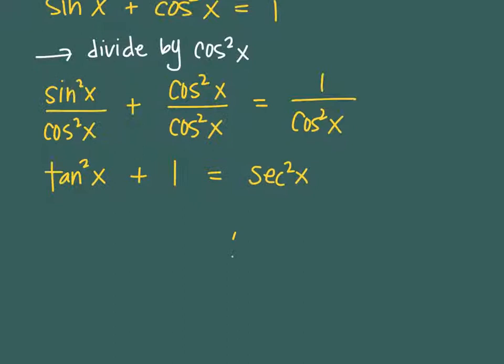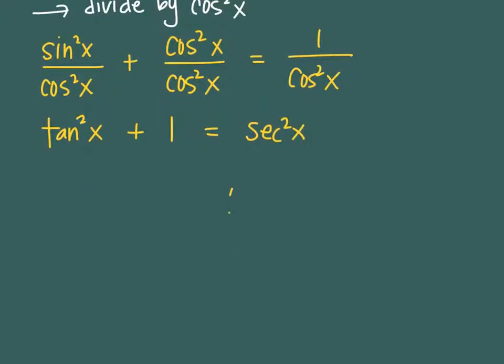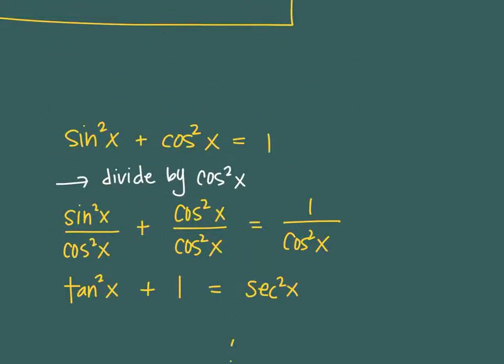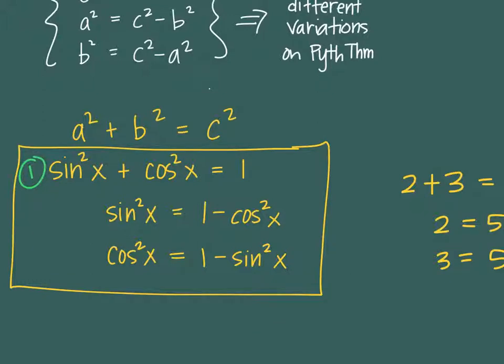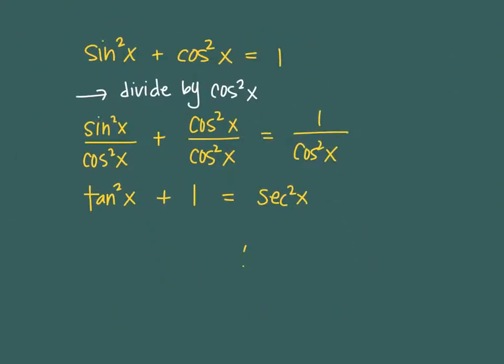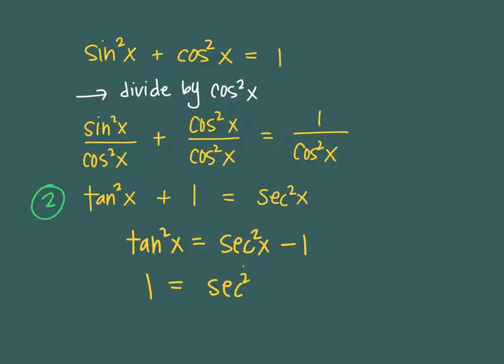And this now results in the second Pythagorean identity. So this is Pythagorean identity number 2. Pythagorean identity number 1 was this one right here, with its variations. Pythagorean identity number 2 is this one that uses tangent and secant and the number 1, and it has variations also. You can make variations on that by using subtraction. So I can subtract 1 to get tan squared by itself. So that would be secant squared x minus 1. Or I could subtract tangent squared to get 1 by itself, and that would be secant squared x minus tan squared x. So these are variations on the same Pythagorean identity.